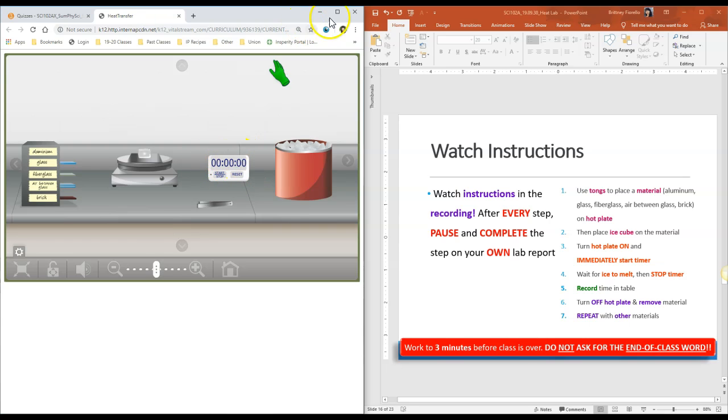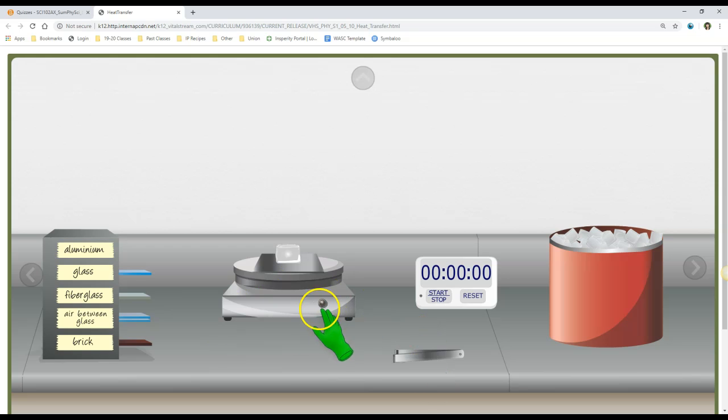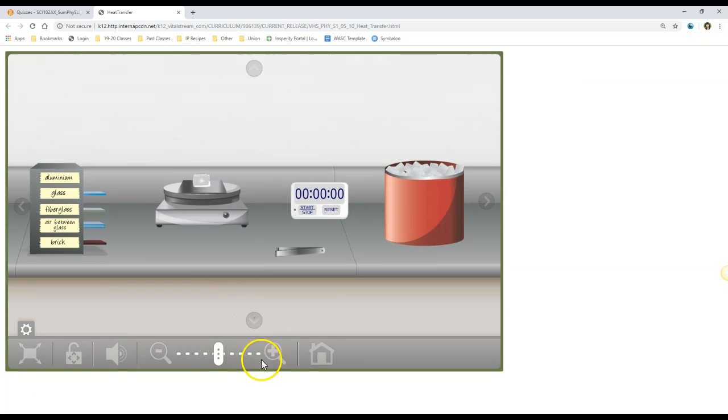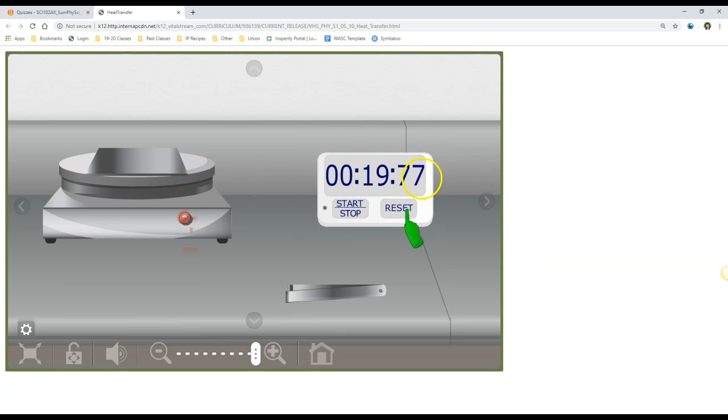Minutes, seconds, milliseconds. Let me zoom into this for you so that you can see it very easily. Sorry, let me scroll down a little bit, and zoom in this way. All right, so we're going to turn on the hot plate and the timer. You can see that it begins to melt very quickly, which probably shows us that aluminum's not a very good insulator, which makes sense because aluminum is a metal, making it a pretty good conductor, not a good insulator. For this one, I'm going to stop it as soon as I see the ice has completely melted. And there we go. For this one, it's 0 minutes, 19 seconds, 77 milliseconds.